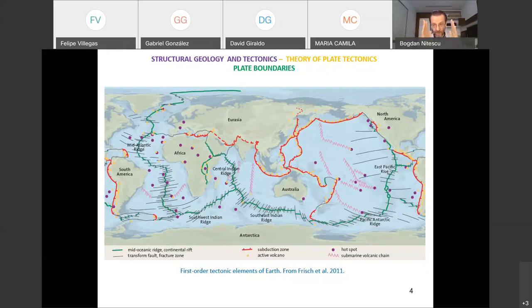And as this process continues, at some point even a ridge can be subducted, and an ocean in the end will close. And what will happen in the end? It will close and you'll have a collision. So this is a cycle. I'm anticipating a bit. This is a Wilson cycle or supercontinent cycle, and you'll see in a bit.